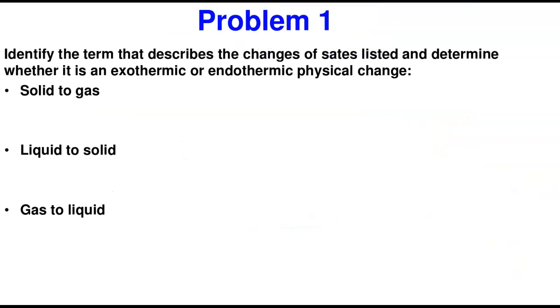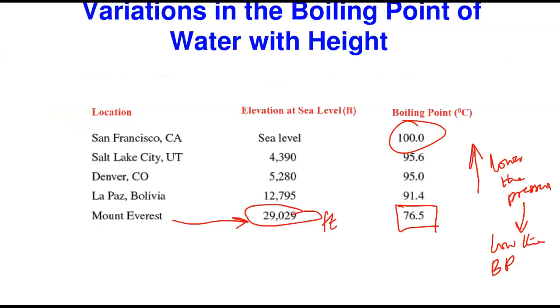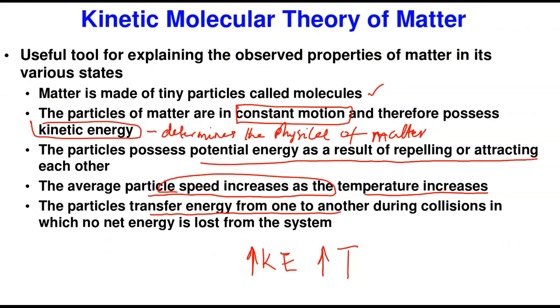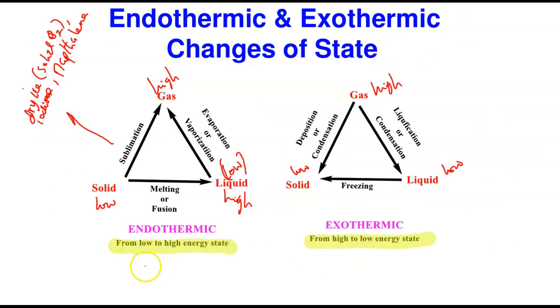Let's begin to solve our problem immediately. It says, identify the term that describes the change of state listed and determine whether it is an exothermic or endothermic physical change. If a solid is going to a liquid, remember how I told you the best way to figure this out: this solid has less energy. This gas has more energy. So going from lower energy to higher energy, if it is going from less to more, it becomes an endothermic reaction. That's less to more.